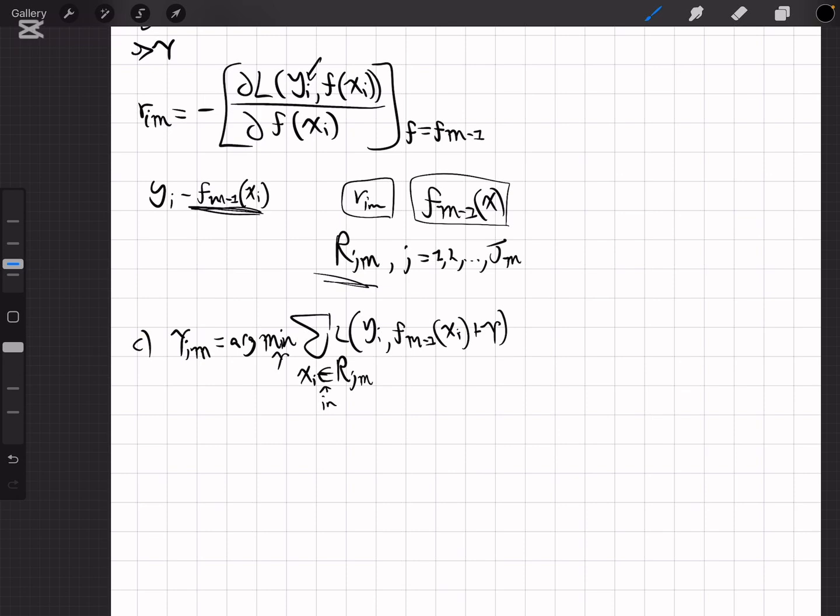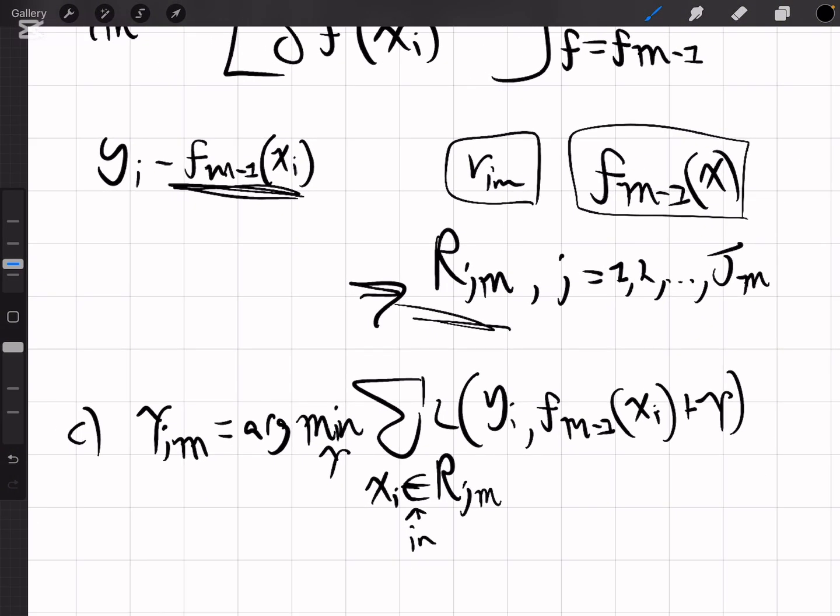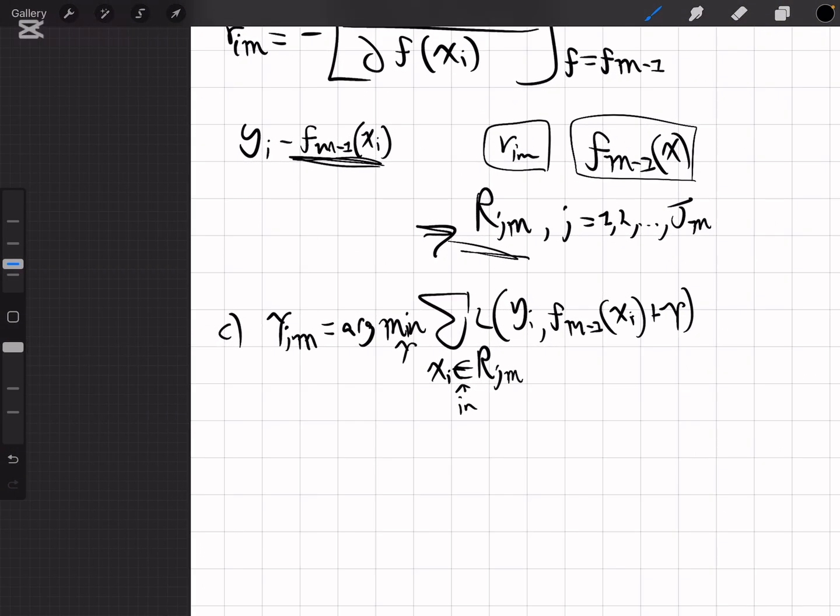Anyway, so each leaf, which is the region here, gets a single value, which is gamma j of m. That value, gamma j of m, is chosen to minimize the loss if you shift the model's prediction for all x of i in the region R j of m by gamma j of m. So you're starting to see how it all comes together. Note that the current function, f of m minus 1 of x of i, is the current model's prediction. We add gamma to it to make a new prediction for points in that leaf.